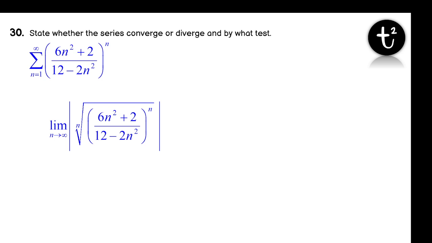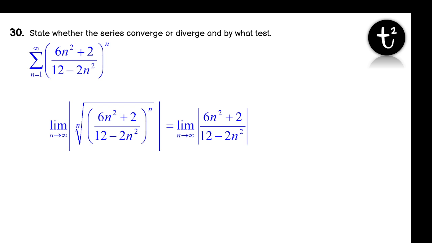So I will set this up as the limit as n goes to infinity of the nth root of my expression 6n squared plus 2 over 12 minus 2n squared quantity to the power n. So the nth root and the power n are going to cancel each other out. So we have the limit as n goes to infinity of 6n squared plus 2 over 12 minus 2n squared.